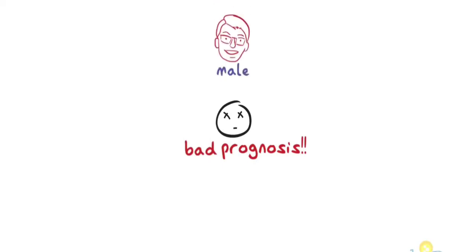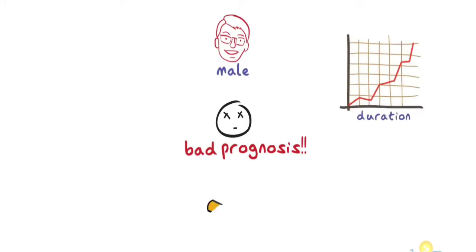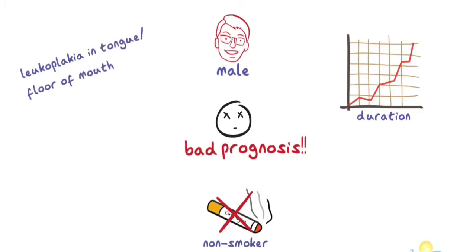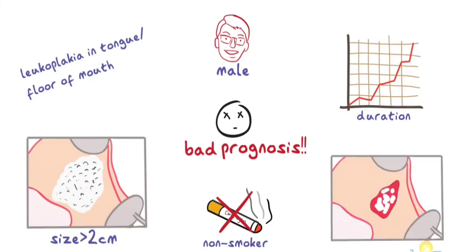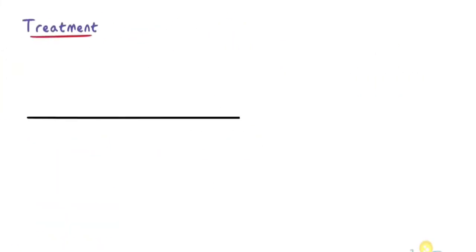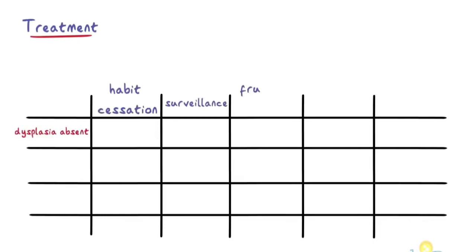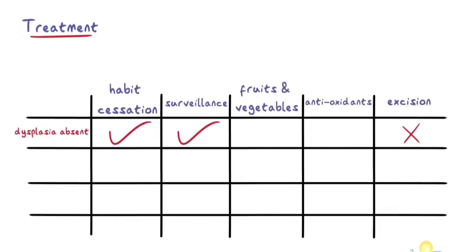The prognosis of leukoplakia depends on various factors and is generally considered bad if it manifests in males, if the lesion is present for a long duration, if the affected is a non-smoker, if the leukoplakia is located on the tongue or the floor of the mouth, if the size is greater than 2 centimeters, and if the lesion is non-homogeneous. In the absence of dysplasia, excision is not mandatory, although the patient should be under continuous surveillance and evaluation every 6 months. Rebiopsy of suspicious areas should be done whenever necessary. The use of antioxidant nutrients like vitamins A, C, and E, beta-carotene, and a diet high in antioxidants like fruits and vegetables are recommended.